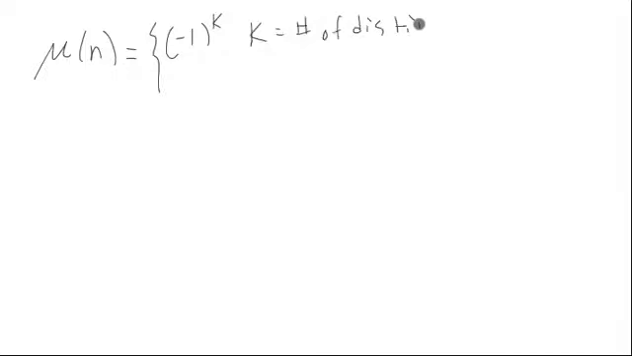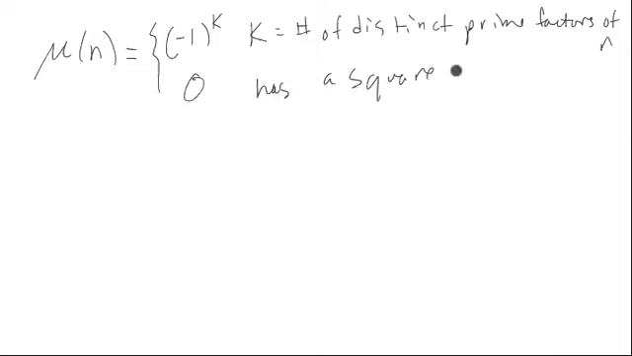Let's take a look at the Mobius function and how it can help us find sum and solutions. First, its definition. We're going to output (-1)^k, where k is the number of distinct prime factors of n. Output 0 if it happens to have a square factor.